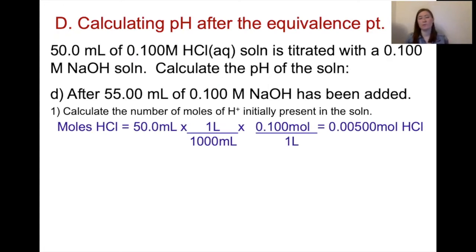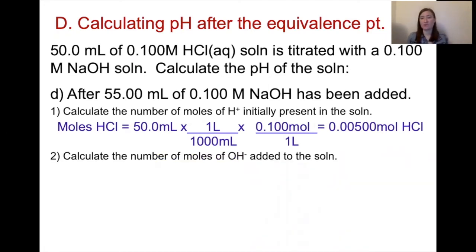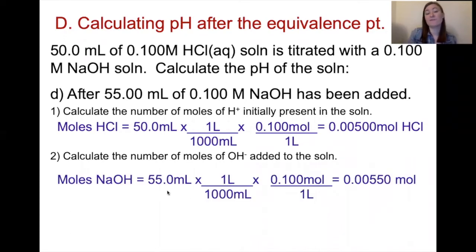So to calculate the moles of H plus present, that's actually the same as the calculation from before, because we haven't changed the amount of acid that we started with. To calculate the moles of OH minus that we've added, we can do the same type of calculation, but we'll get a different answer, right? We've added now 55 milliliters instead of just 10. Convert that to liters, and then multiply by the molarity of the base to get the moles of base. So we've added 0.00550 moles of base.